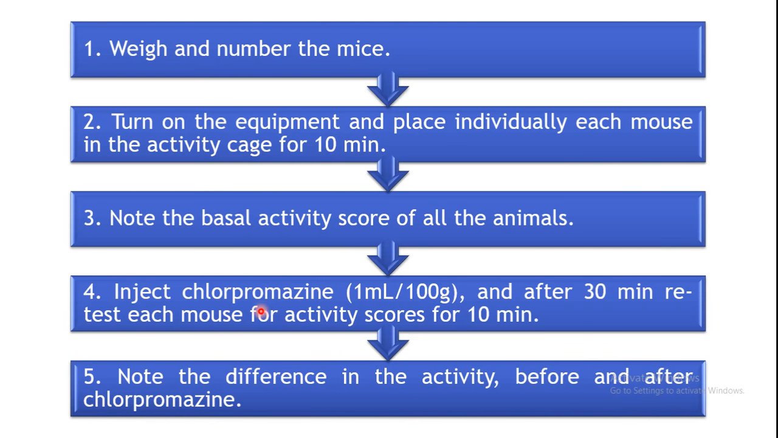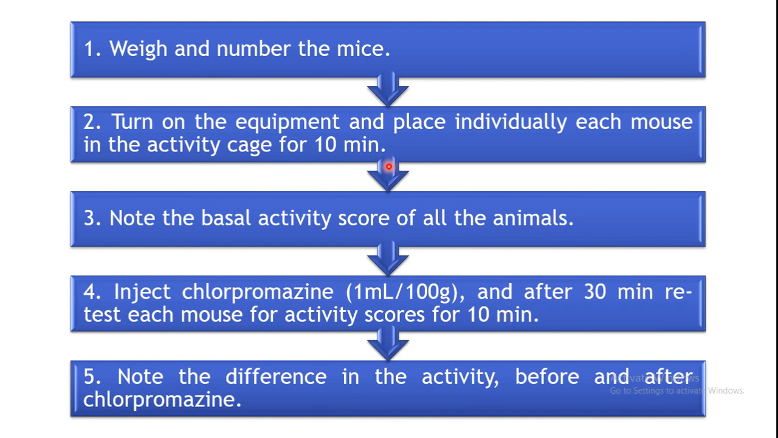Okay, after this the drug is injected in the animals. So chlorpromazine is injected and after 30 minutes of injection of chlorpromazine, a 30 minutes time is allowed for the drug to act. So after this 30 minutes time period, the animal is retested for the activity scores for again 10 minutes. So this is very important. The time has to be kept constant.